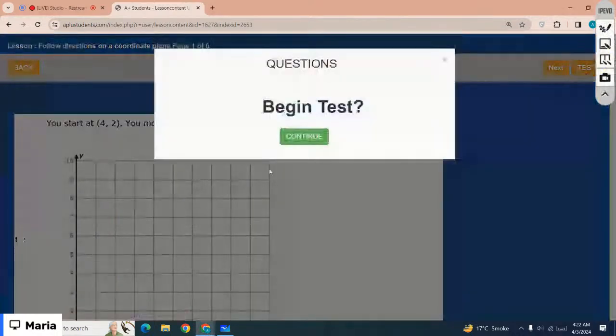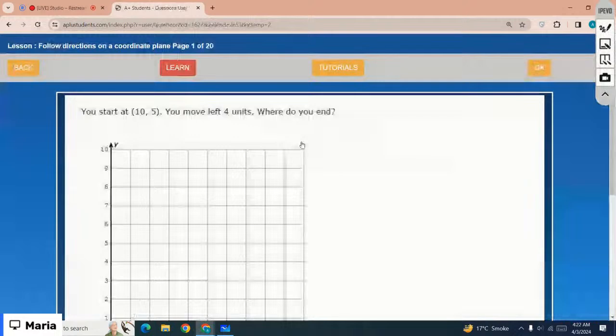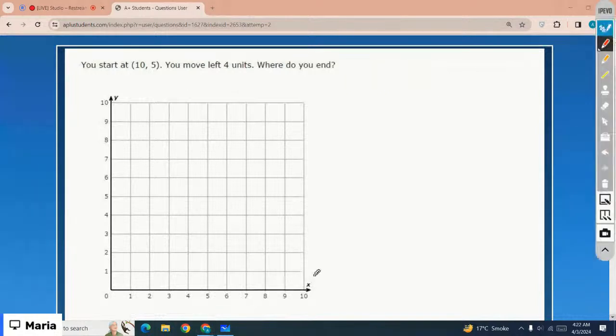Let's start with the test questions. You start at 10, 5. You move left 4 units. Again, you have to move left 4 units. That means you have to move on the x-axis, right? But on the left side. You start at 10, 5, right? Here is x 10 and here is 5. You moved 4 units left.